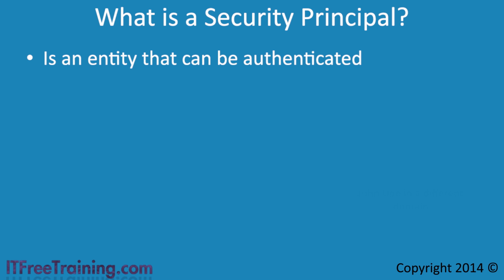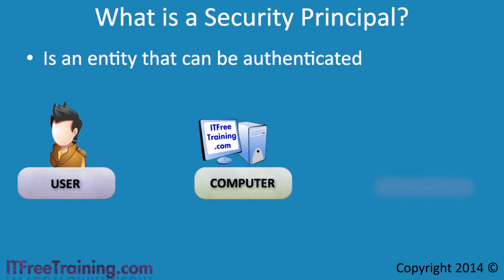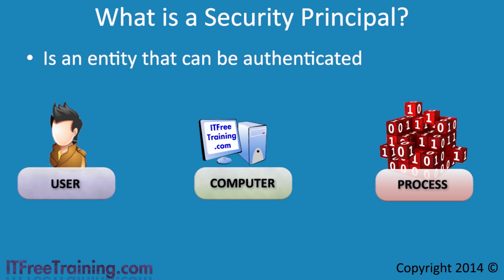If you think about it, when asking for access to anything, the first question that is asked is, who is asking for access? The security principal is just that. Who is asking for access? To give some examples of security principals, a security principal can be a user or a computer. These are the most common ones, but also a process running on the computer is considered a security principal.